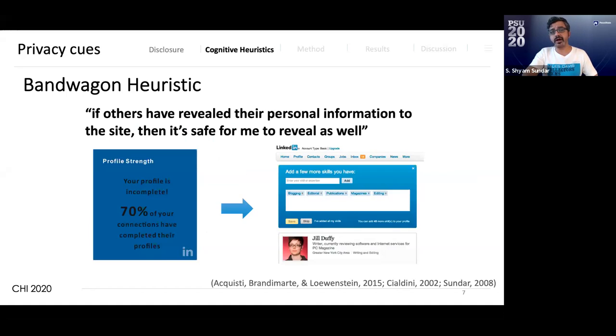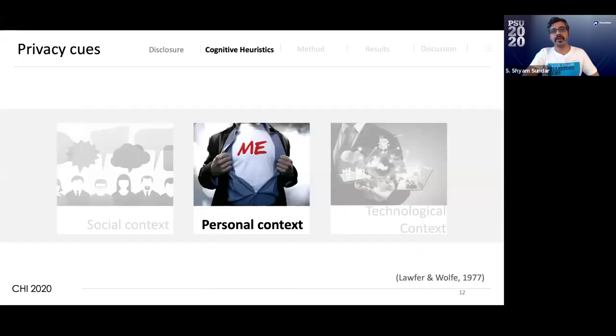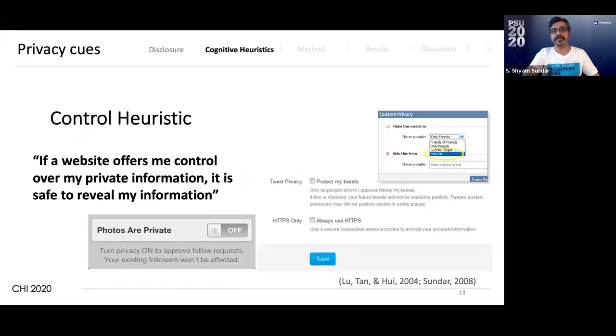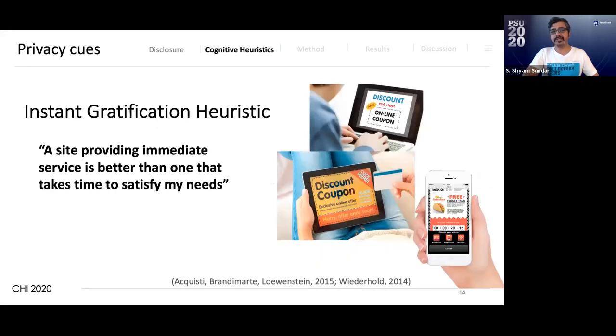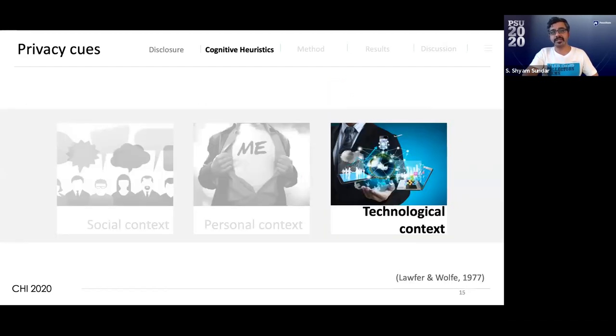Another heuristic in the social context is the bandwagon heuristic, which is the idea that if others, especially peers, have disclosed their private information, then it is safe for me to do so as well, kind of like herd behavior. In the personal context, we have the control heuristic, which is the mental shortcut that if a site gives me control over my privacy settings, then it must be safe to disclose to that site. Another one in the personal context is the instant gratification heuristic, which privileges immediacy over delayed gratification. People have been known to part with important personal information in exchange for time-sensitive deals.